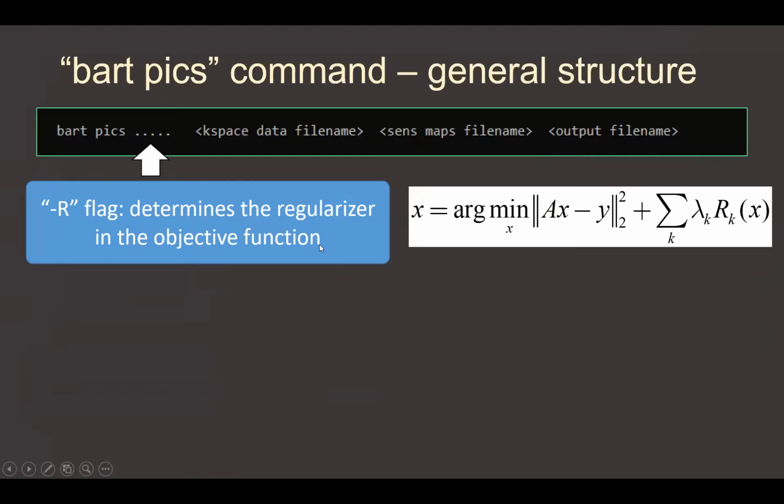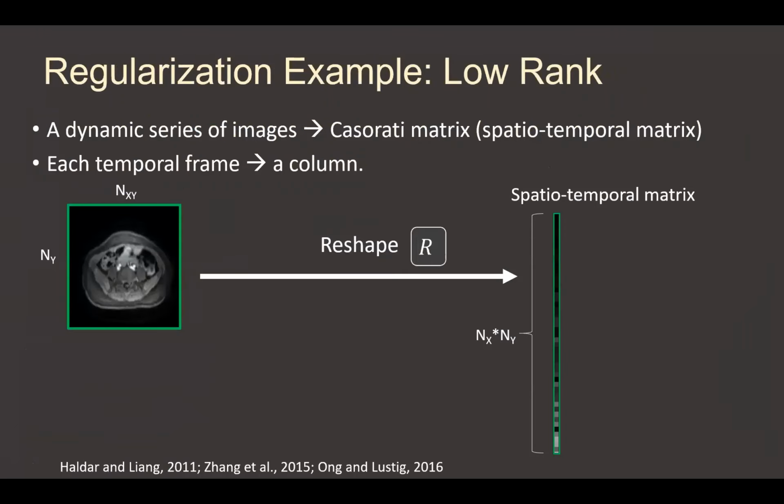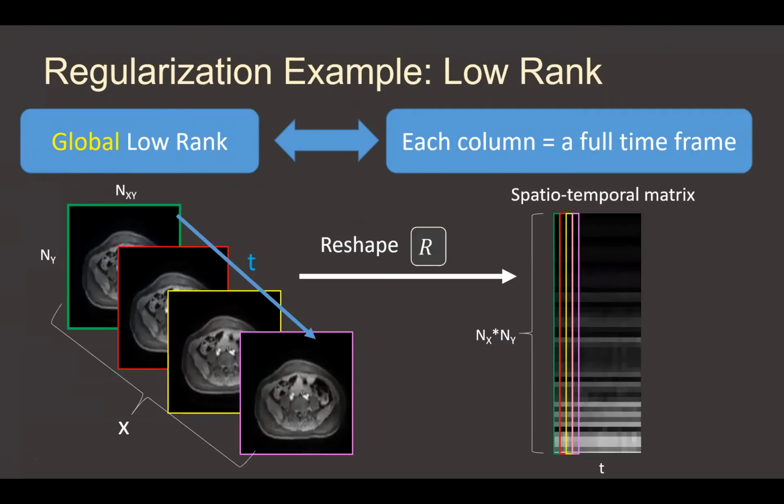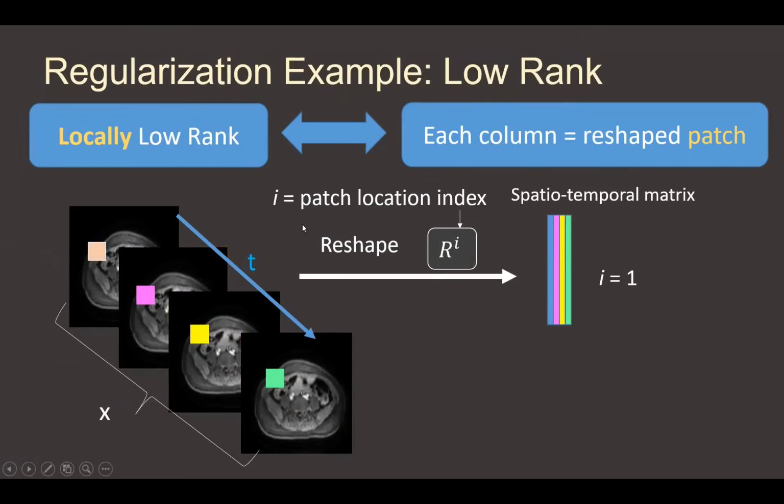So in other words, the regularization is applied to the image, not to the coil data. Yes, thank you. And are there any other questions? We just got a couple.